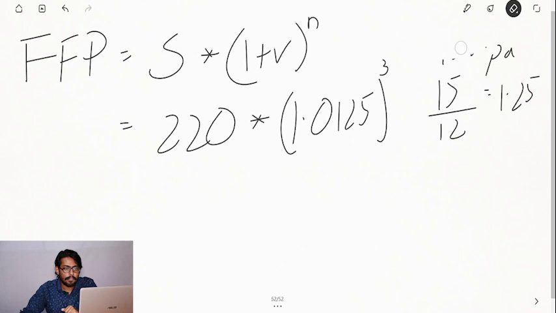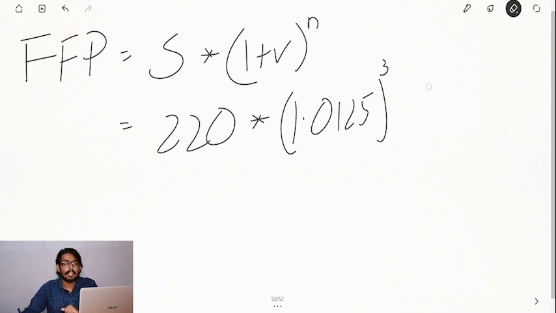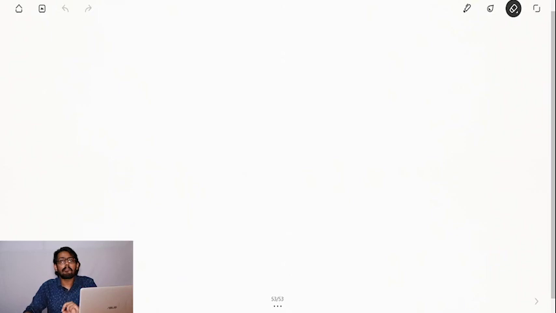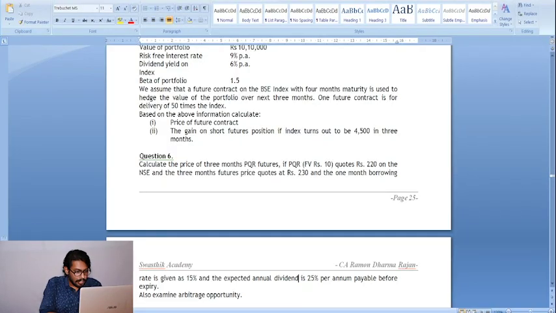Now, what we have not included over here is the adjustment for dividend. Pay very close attention. What have they given? Expected annual dividend of 25% per annum.